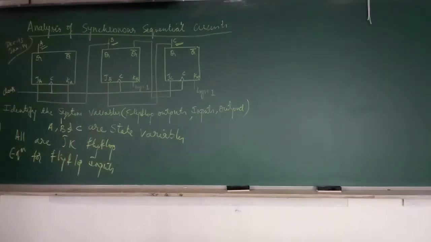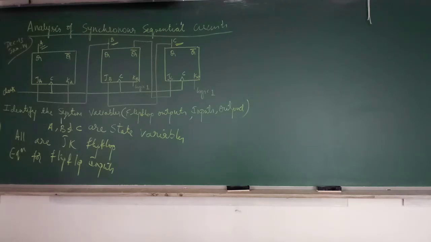Write the equations for flip-flop inputs. See what we are doing here? From the circuit, we are trying to analyze the circuit and tell what will be the output of this circuit. Output means, since this is a counter, we have to analyze the circuit and tell the counting sequence. We should be able to tell what sequence, what patterns are going to be generated from this counter.